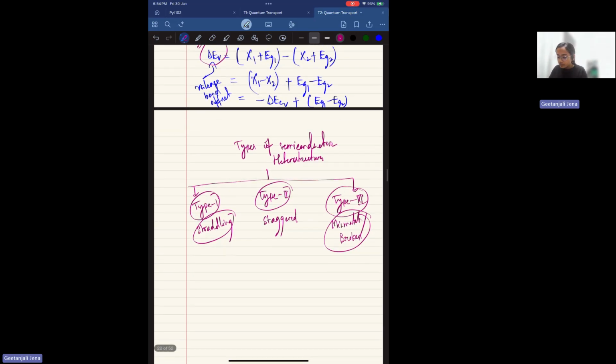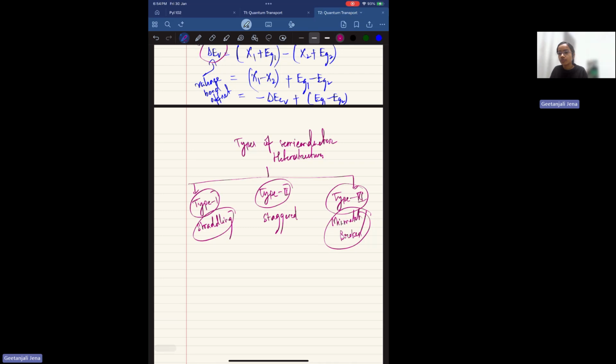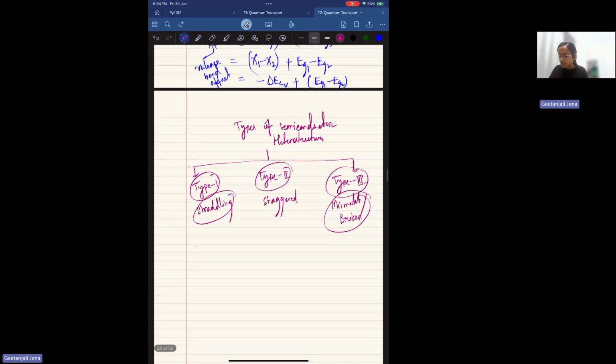So for type 1, the conduction and valence band of one type is lying completely within the region where the conduction band and the valence band of the other type of material is. So what I mean is, if the conduction band of one type is here, then for the second type, it is completely lying in the region between this conduction and valence band. So we say it is a type 1.